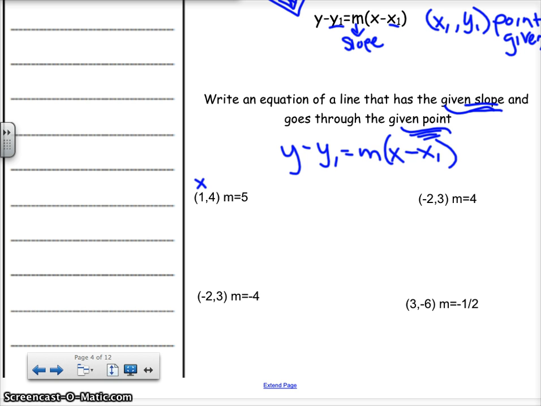That's my x, that's my y, right? x and y. So y minus the y I'm given, what's the y I'm given? 4. 4 is equal to my slope, what's my slope? 5. Times x minus, what's the x I'm given? 1. Done. So all you need to know is the formula. I would write it down and know where to put the numbers.